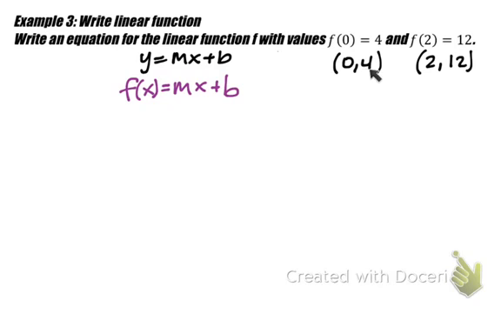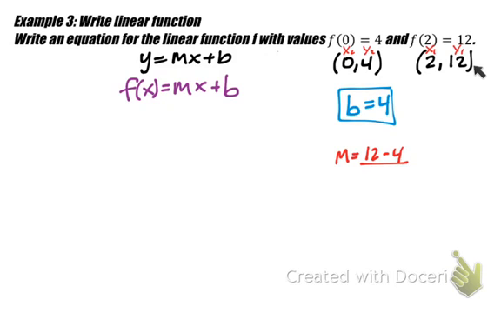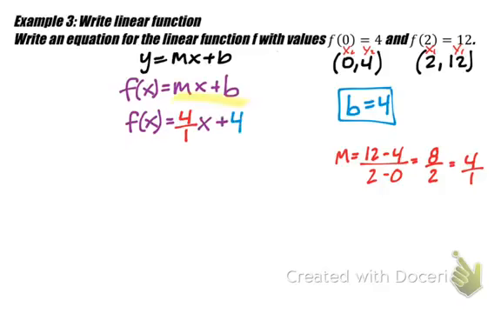So we have y sub 2 minus y sub 1, so we have 12 minus 4, divided by x sub 2 minus x sub 1. So if I simplify further, 12 minus 4, you get 8, divided by 2, our slope is 4 over 1. So then our equation of our line is f of x equals 4 over 1 x plus 4.